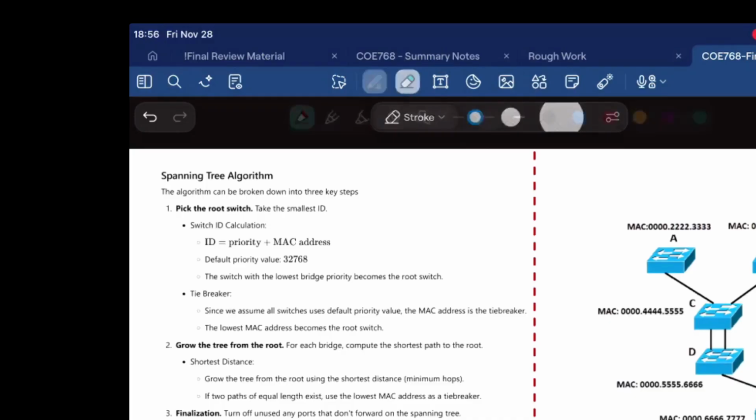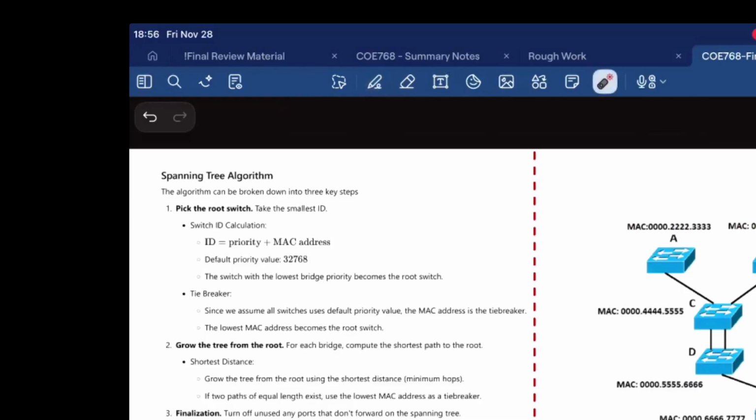Just to give a little overview about what it is: when you have multiple switches within a network, you're bound to have maybe a loop of some sort. So let's say within this network, you can see that there is a loop that forms here, and another loop that forms between these two switches.